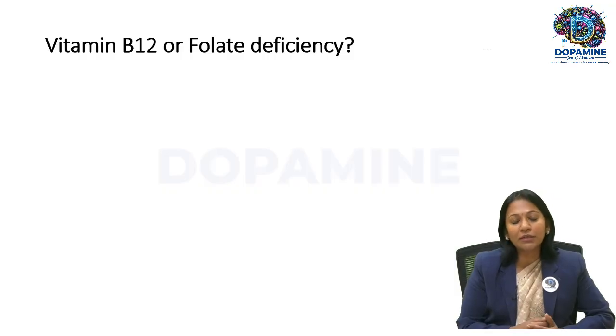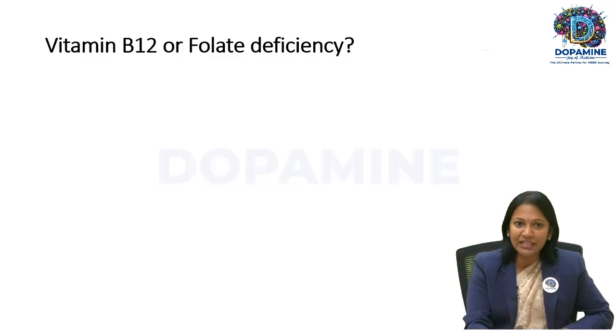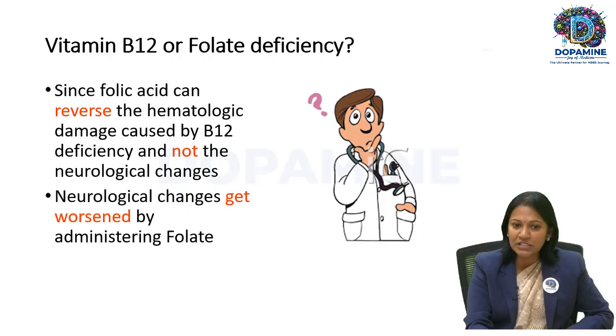So when you come to decision making, you want to know whether the person is having a B12 or folate deficiency, the best key is to do a biochemical test. Biochemical levels of B12 and folate in the serum can be estimated. Since folic acid can reverse the hematological damage caused by B12 deficiency, but not neurological changes, very important, again re-emphasizing the concept, neurological changes will get worsened when you administer the patient with folate alone. So, always treat the patient with B12 and folate simultaneously.